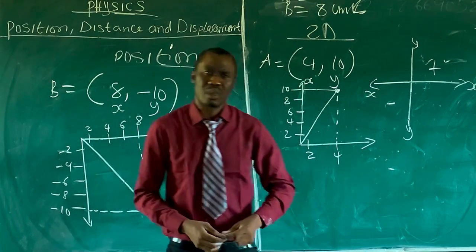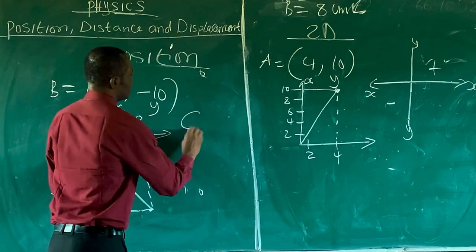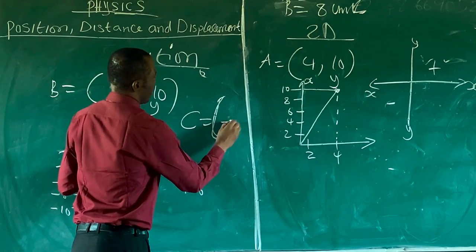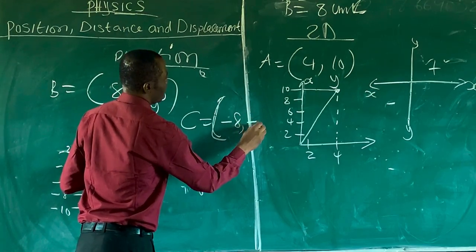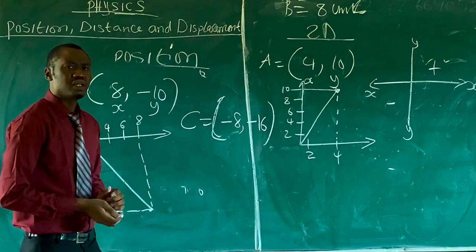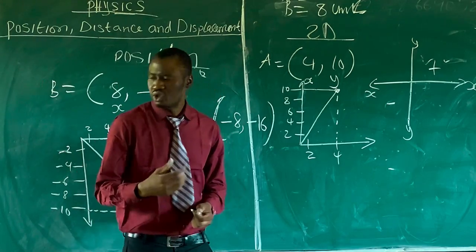I'll give you some as an assignment. Do that and drop it in the comment section. Let's say we have C, and C is standing on the position negative 8 and negative 16. You can do that and drop it in the comment section. Let's now move on to the next thing.